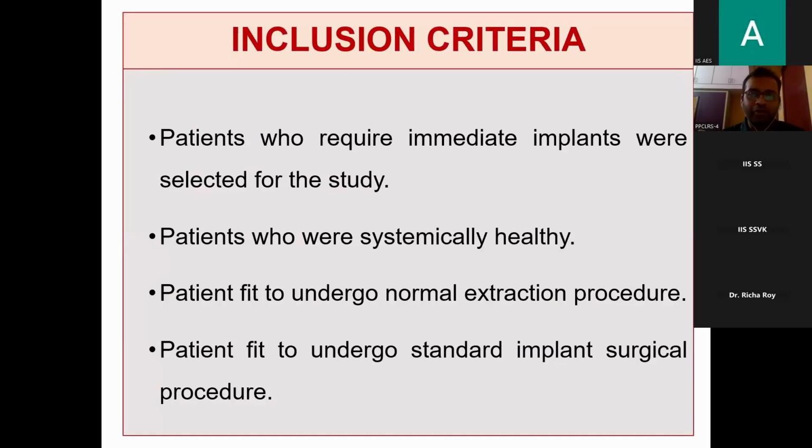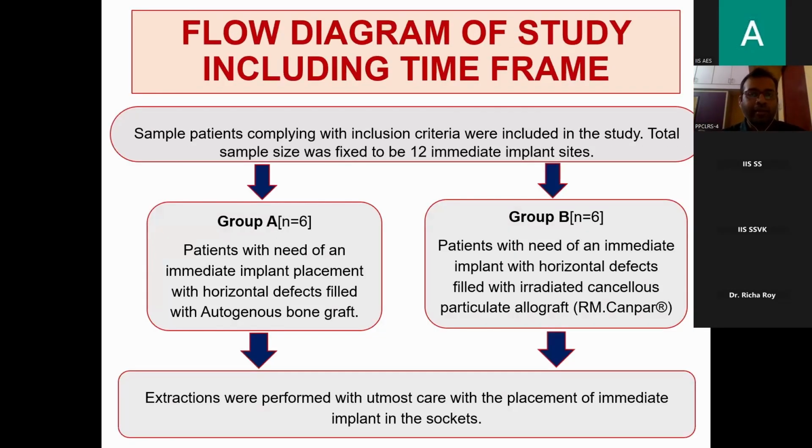And the inclusion criteria are as follows. The methodology can be summarized in the following flow diagram. Sample patients complying with the inclusion criteria were included in the study. The total sample size was fixed to be 12 immediate implant sites, and Group A and Group B included 6 patients each. In Group A, patients needing immediate implant placement had horizontal defects filled with the autogenous bone graft, and in Group B, the allograft was used for filling the defects.